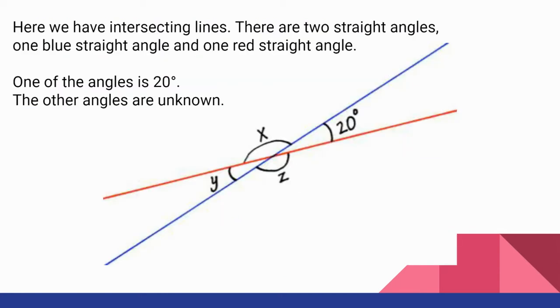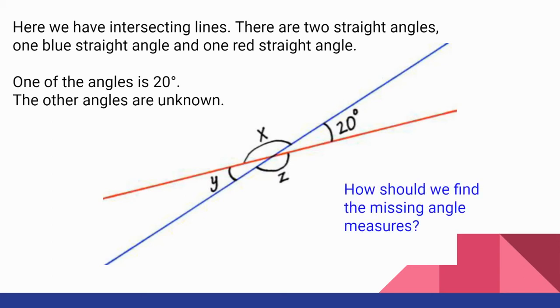Here are two intersecting lines. We have two straight angles, so we know that each of those is 180 degrees. We have one blue straight angle and one red straight angle. We only know one of the angle measures. We need to find the other unknown angle measures. So where do we start? How do we find the missing angle measures? Think.